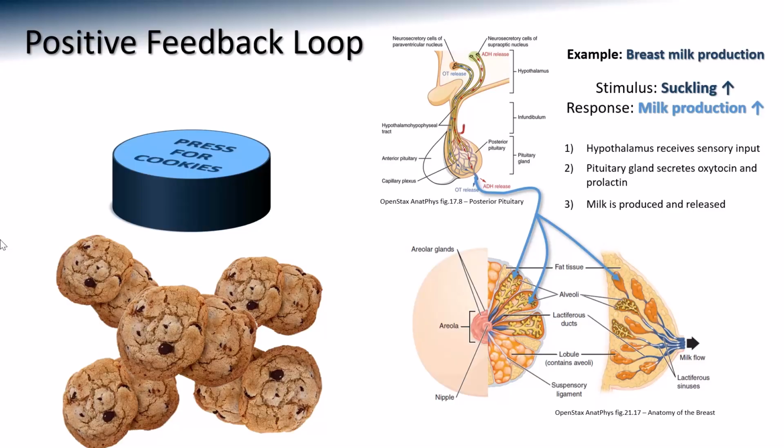Now, the example, biologically speaking here, is breast milk production. In this case, the stimulus is suckling on the nipple. That somatic sensory stimulus is going to increase hormone production that is going to in turn amp up milk production and milk ejection. So the more suckling there is, the more milk is produced and delivered.